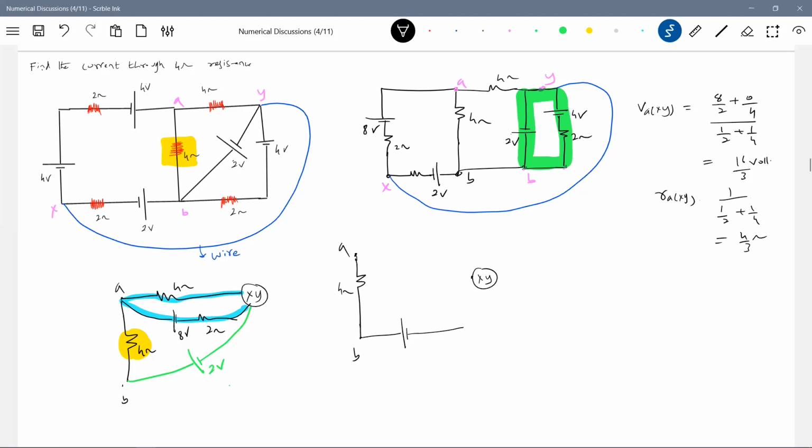So here I'm going to bring a cell and a resistor. So this will be how much? 16 by 3 volt, 4 by 3 ohm. This will become 2 volt. Okay, this is that replacement. Now you are in a better position. This is not a cell; XY is what I just retained. Okay, there's a green color.